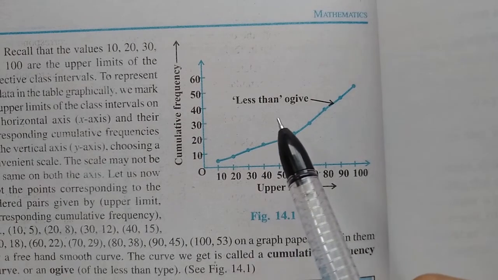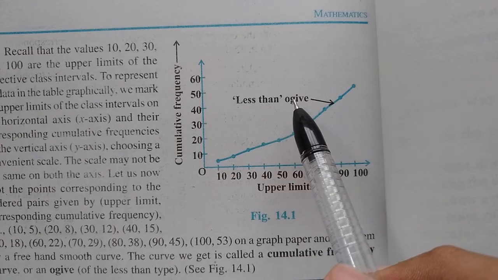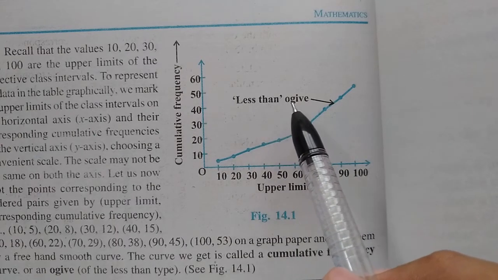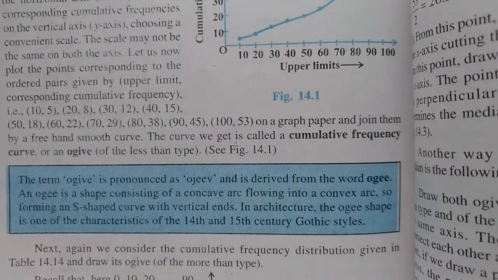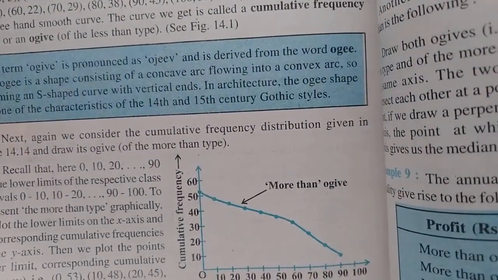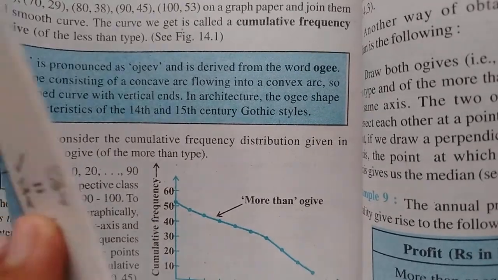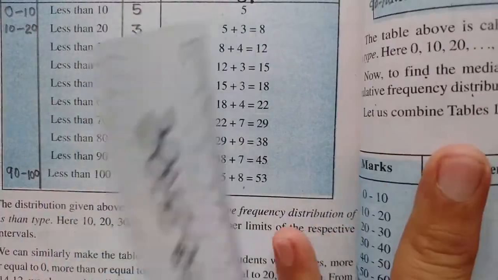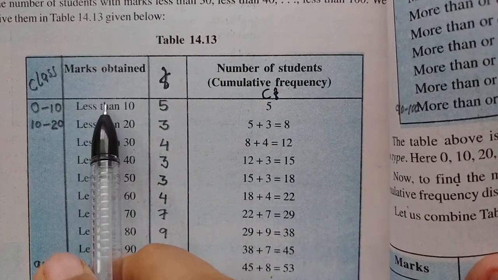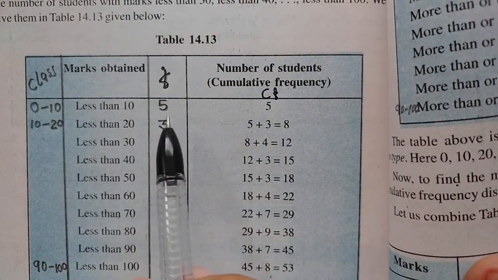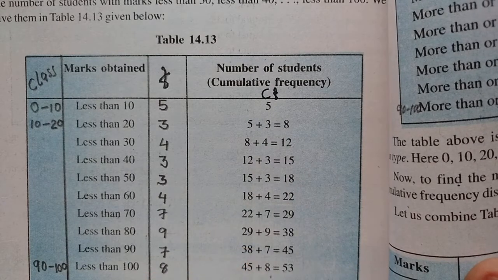Now children, here less than ogive. So there are two types. Less than type. Another is more than type, and both are given in table 14.3. Let us see that, children. So here we have this data, less than type. Frequency we don't require, we want CF, so this is our CF.